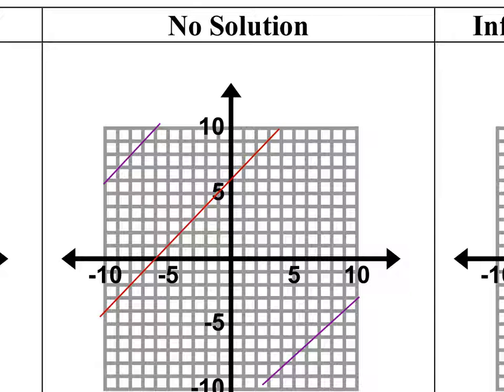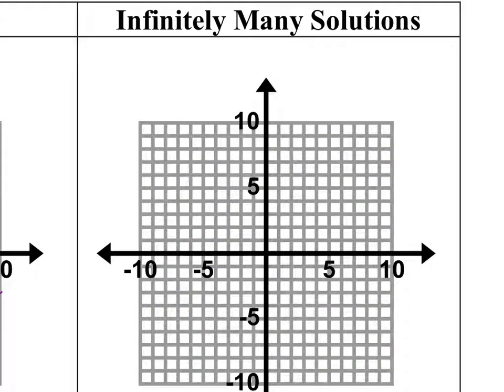So these ones would have no solutions because they're parallel. They never meet. Now draw two lines that have infinite solutions. Let's do it. I got this line, and then the next line would be this line. These two lines have infinite solutions because they meet everywhere.